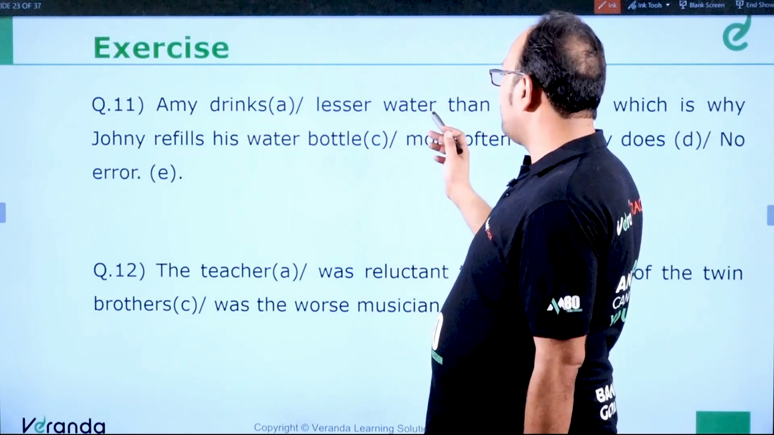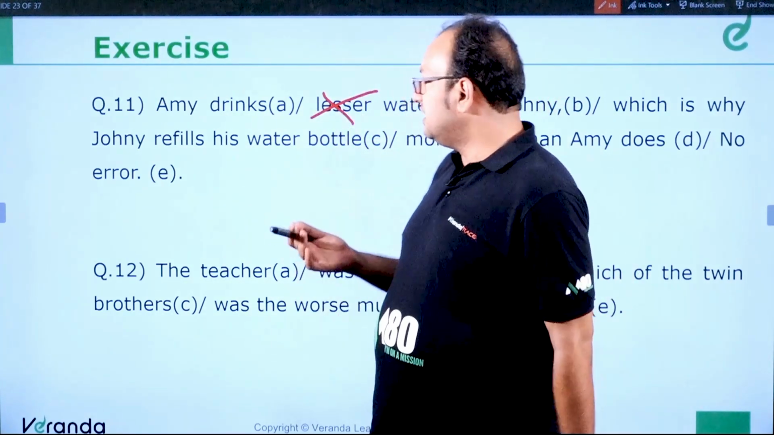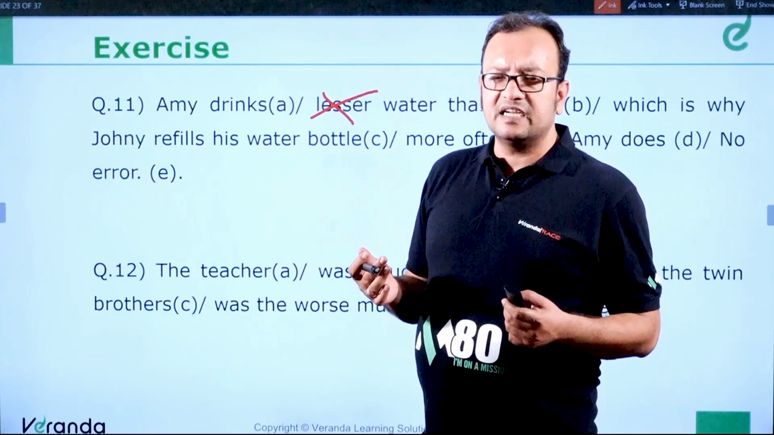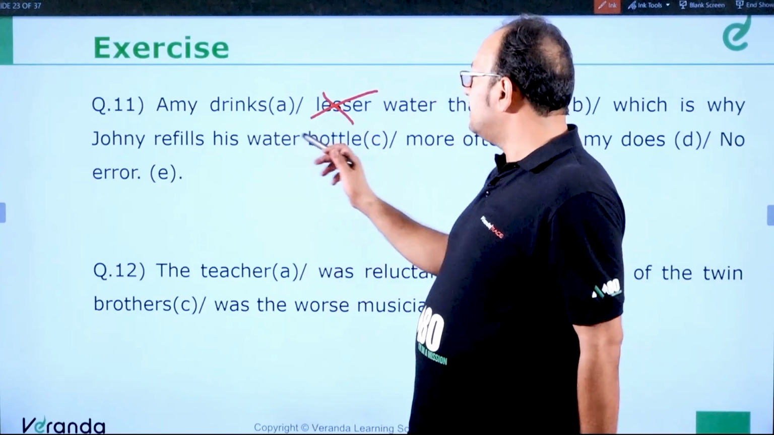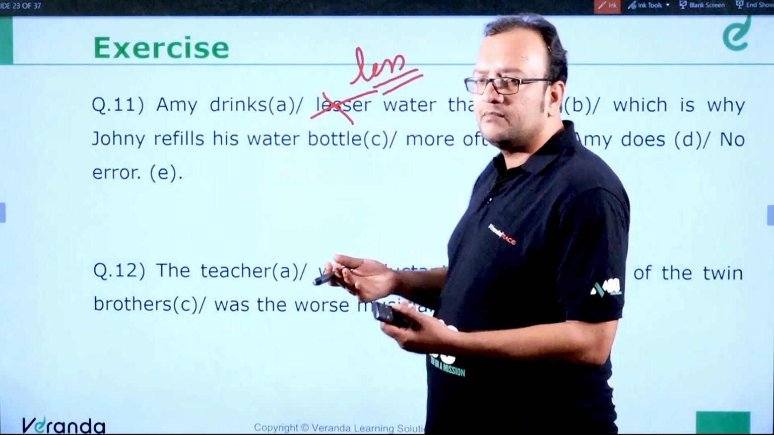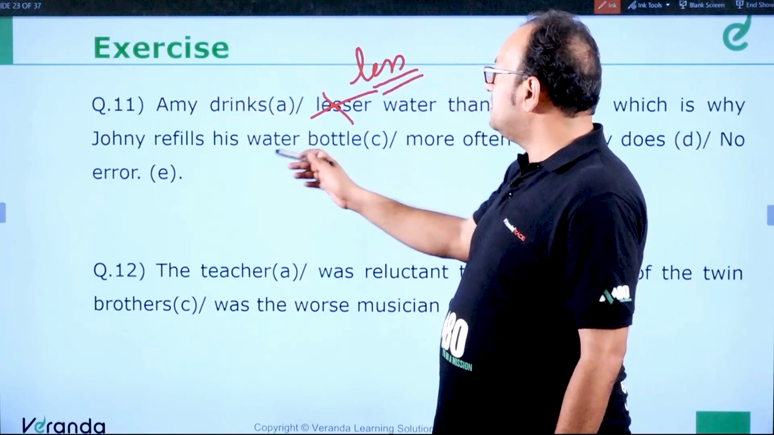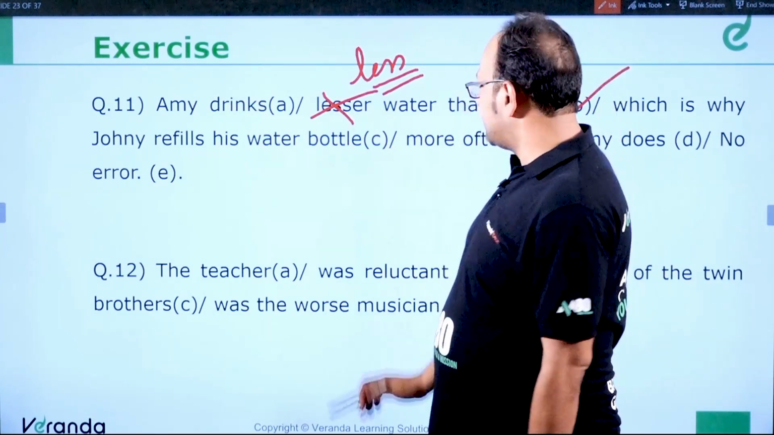Moving ahead. Question number 11. Amy drinks lesser water. Okay, I told you lesser is not the correct word. Lesser means weaker in strength, weaker in intelligence, knowledge, wisdom. So it should be Amy drinks less water. Less is used for quantity to describe which is smaller in quantity. Okay. So Amy drinks less water than Johnny. Then it becomes correct. So B part has an error.